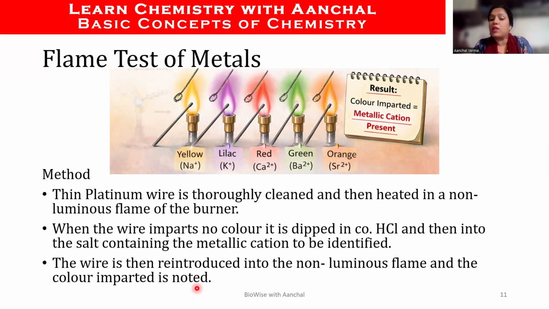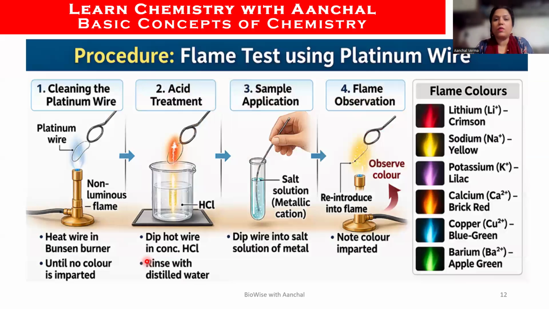When the wire imparts no color, it is dipped in concentrated HCl and then into the salt containing the metallic cation to be identified. Now, the wire is then reintroduced into the flame, and you'll find that there is color imparted in the flame. Okay. Now, based on the color, you can identify which metal is present in the salt. Okay, now this is the procedure.